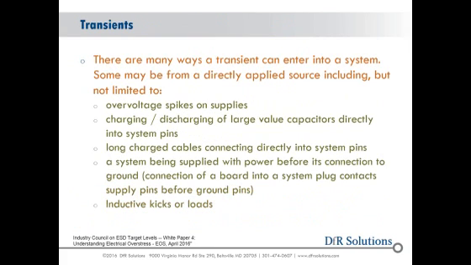If we look at transients, there are many ways that a transient can enter the system. Some may be from a directly applied source, and there are several different ways. You can get overvoltage spikes from the supplies, or charging and discharging of large value capacitors directly into system pins. It could be a long charged cable connecting directly into system pins, or a system being supplied with power before its connection to ground has been made. And it could also be due to inductive kicks or loads on a particular system.